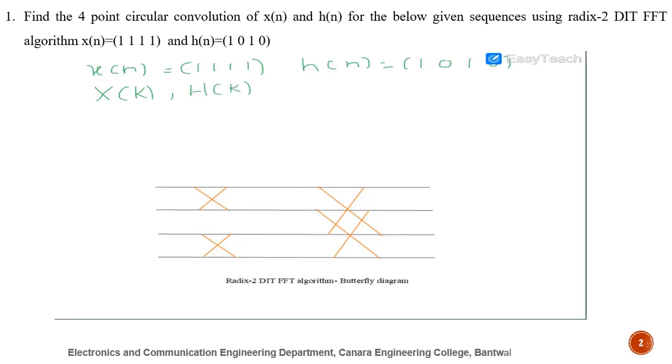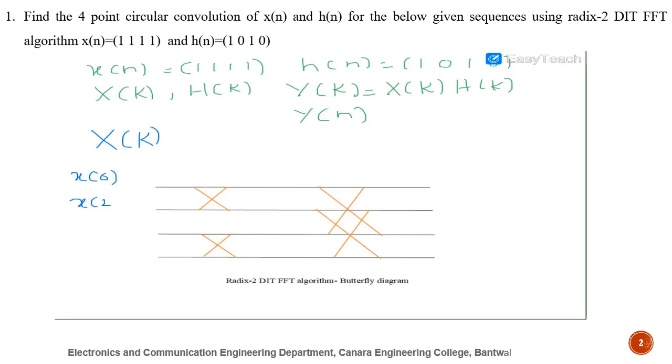DIT FFT algorithm. Later on we have to find y of k, that is x of k multiplied by h of k, then use the inverse DIT FFT algorithm to get y of n. So first step is to find out x of k. So this algorithm is decimation in time. Decimation in time, which means that you have decimation at the time. So x of 0, x of 2, x of 1, x of 3.